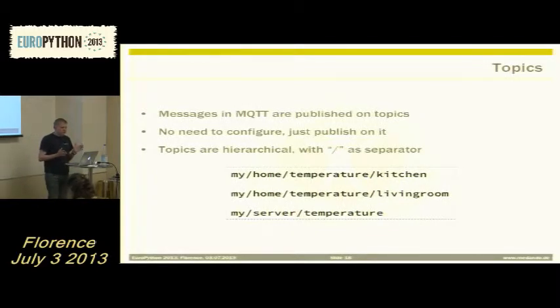And I can send the temperature of another location, like the temperature of my server. That's a very common use case. In our labs, most server rooms are equipped with Raspberry Pis and temperature sensors, and they are sending around the temperature values with MQTT.